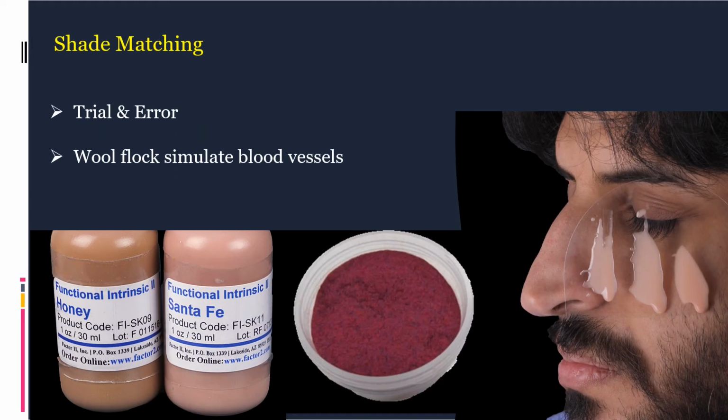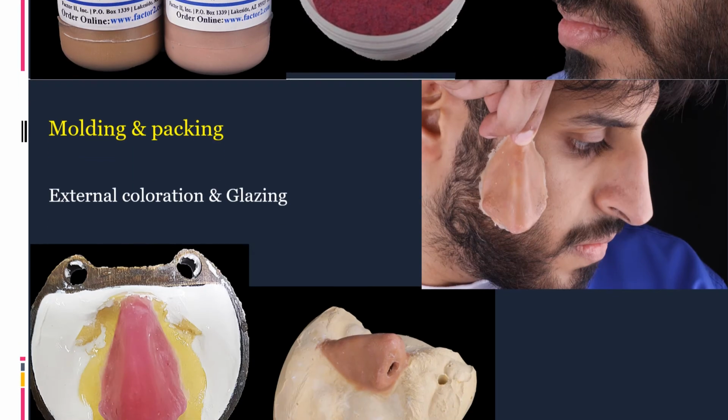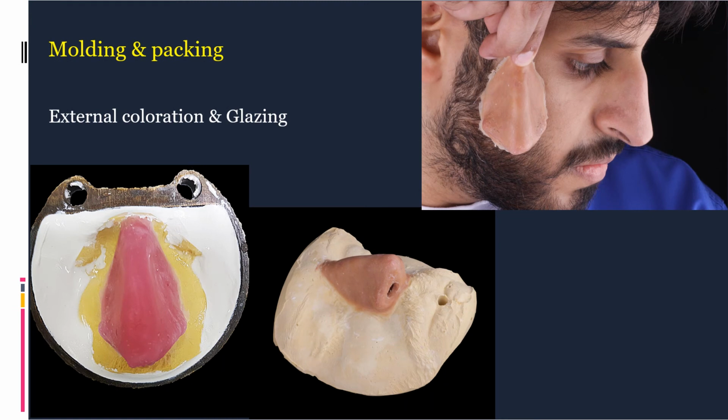Color matching for facial prosthesis is a trial and error process of adding pigments in small quantities to the silicone base and frequently compared to the patient's skin. Flock is added to add texture and simulate blood vessels, and transparent plastic sheet is used for comparison with the patient's skin. After molding and pouring the silicone, extrinsic coloration and glazing will be performed.